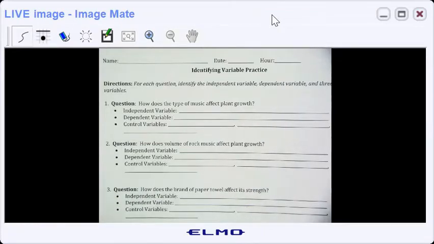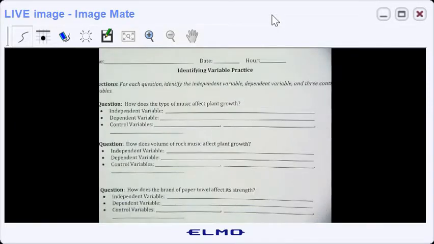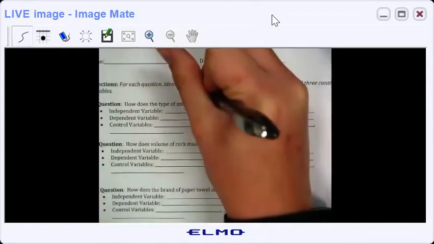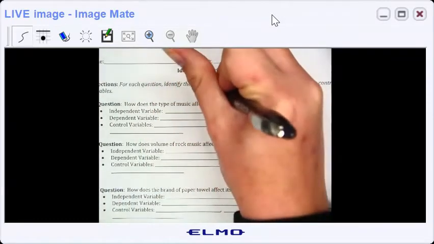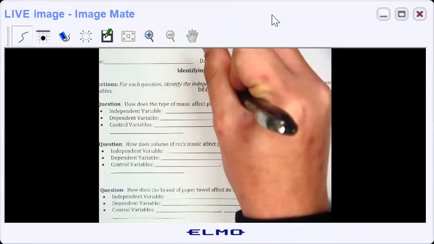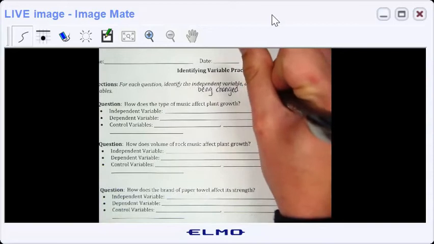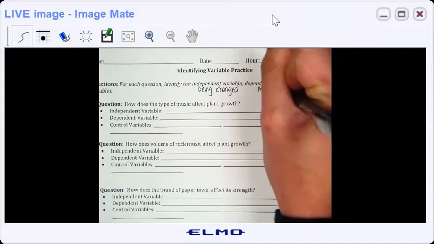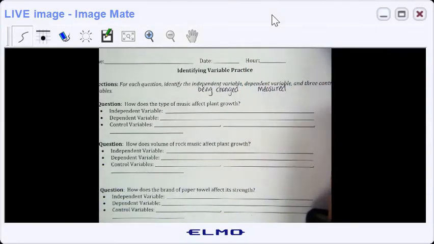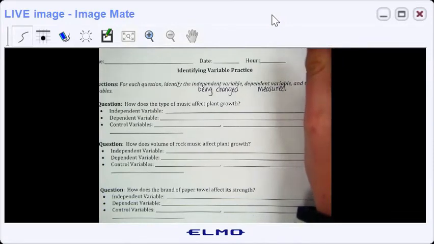Now we are going to practice being able to identify our variables. So for our directions, state, for each question, identify the independent variable, dependent variable, and 3 control variables. So let's just remember, independent variables are the ones being changed. Dependent variables are the ones being measured. And controls are the constants, or remain the same.